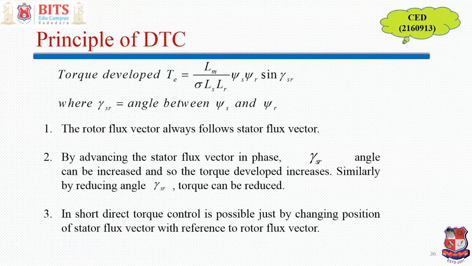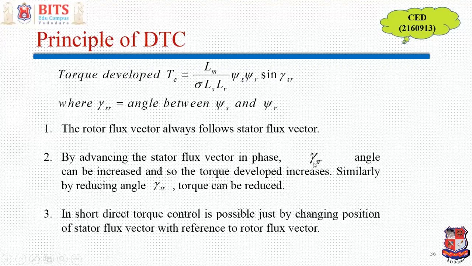So now the direct torque principle tells me that torque is nothing but the interaction of two fluxes, stator flux and rotor flux. Whatever voltage you apply on the stator produces stator flux, and the rotor always follows it. So stator flux is always slightly ahead of the rotor flux, right? And there is a gamma angle between them. That is called gamma SR, the angle between stator flux and rotor flux.